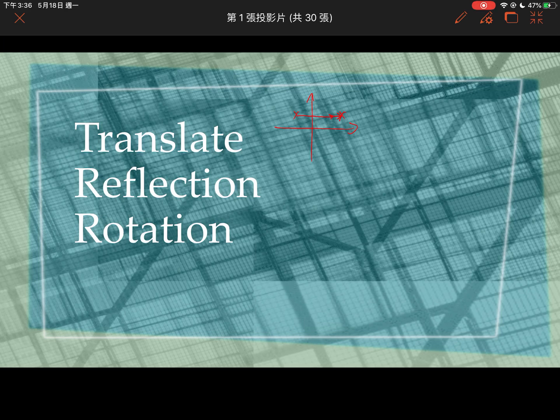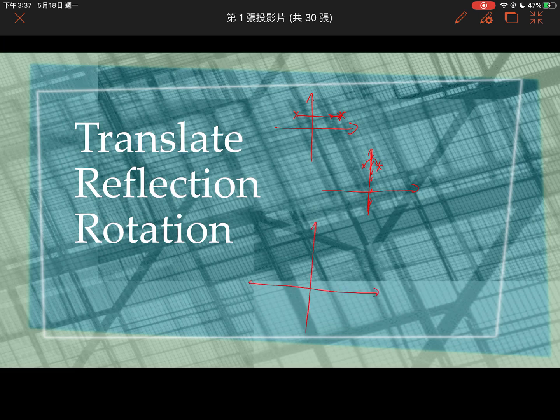And the second thing is about reflection. Reflection means if we give you a mirror, usually maybe I say that the mirror is the y-axis, and then if we have a point here, then you expect the point will be reflected to the right-hand side. This is called reflection. And the third thing is about rotation. The most difficult part is rotation.